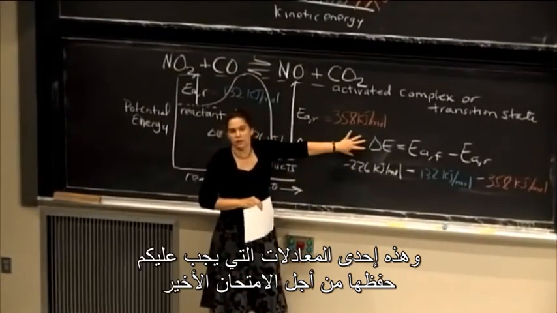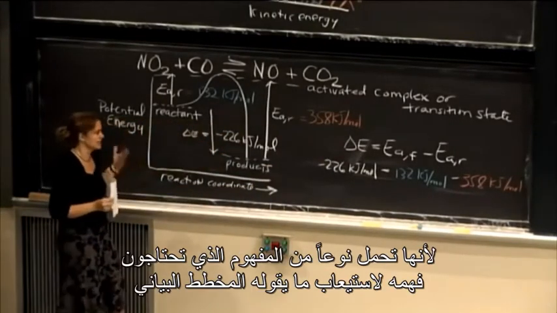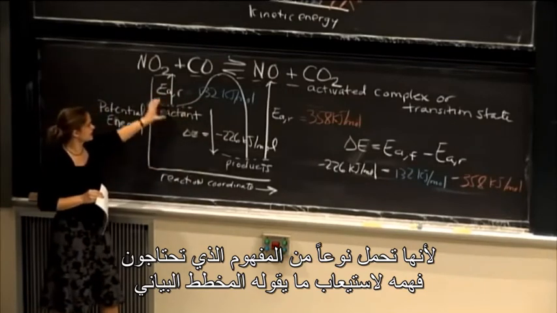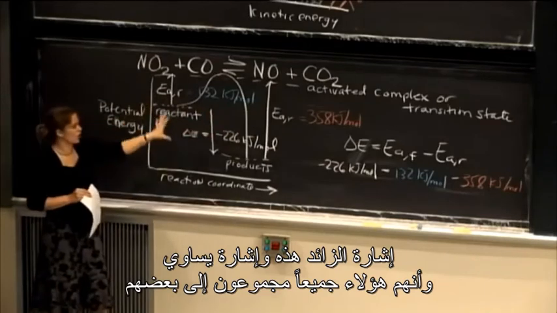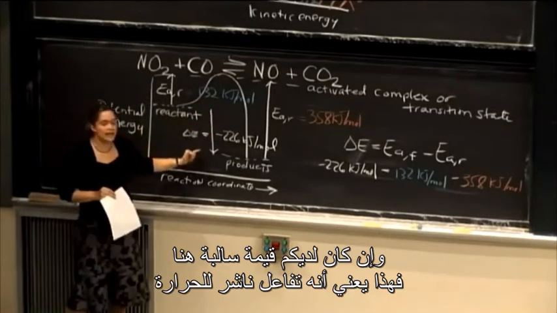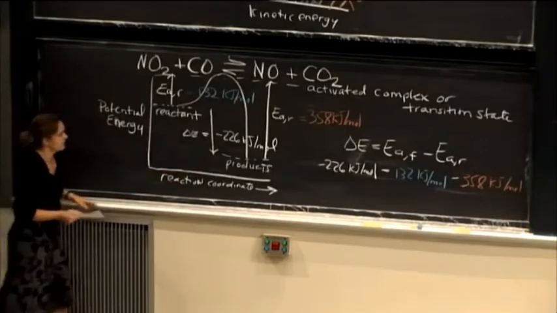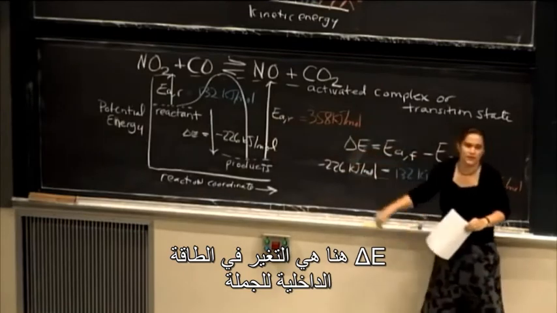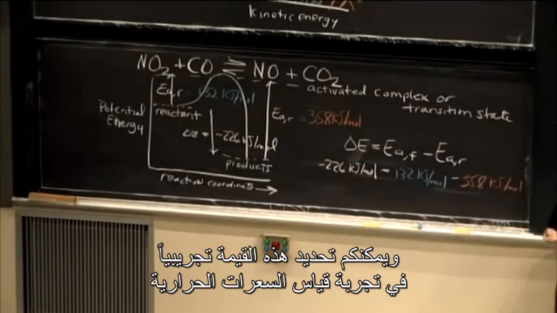And this is one of the equations that you have to memorize for the final, because it's a conceptual thing that you need to understand what this diagram says: that this plus that is equal to that, these all add up to each other. And if you have a negative value here, that means it's an exothermic reaction. So this delta E is a change in internal energy of the system, and you can determine that value experimentally, say with a calorimetry experiment.